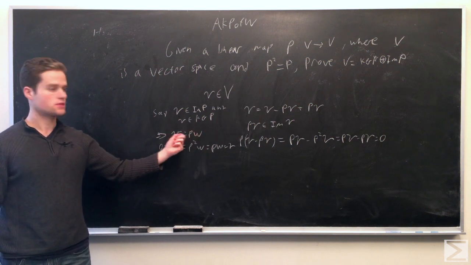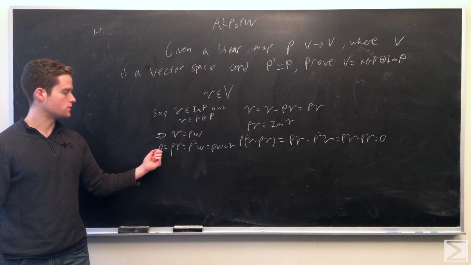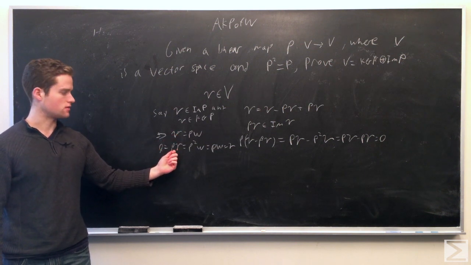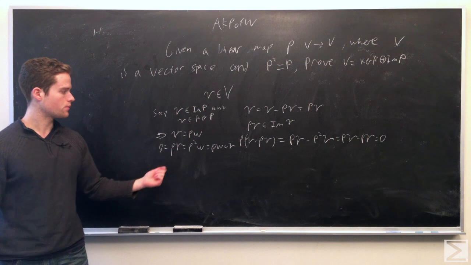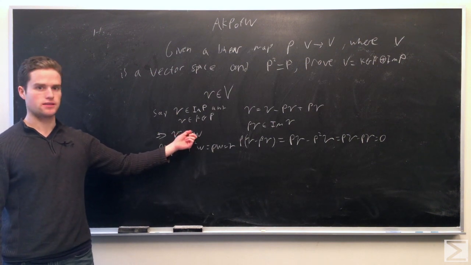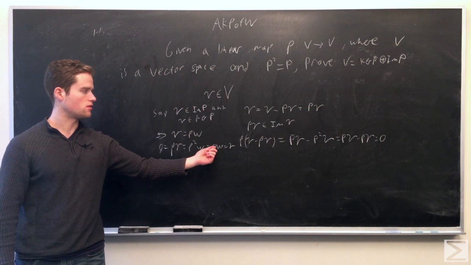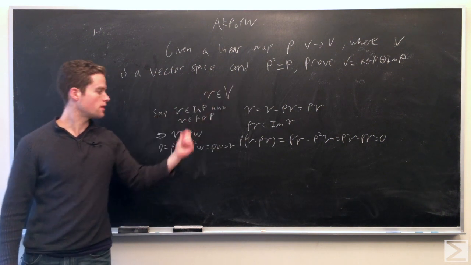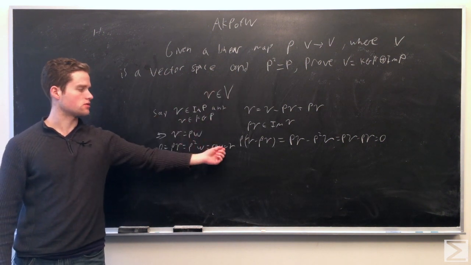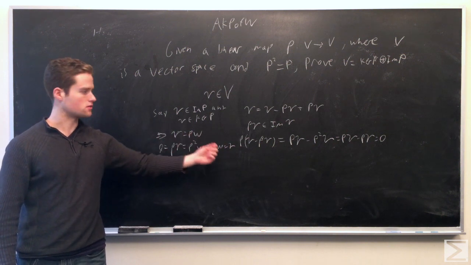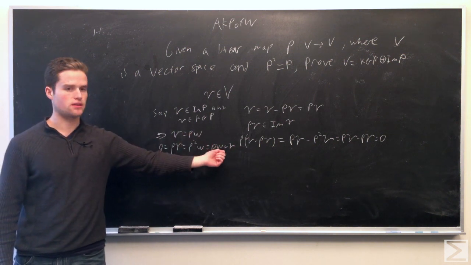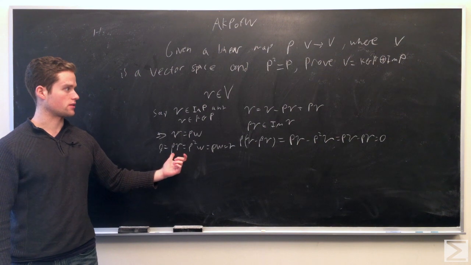But since v is also in the kernel, we have 0 equals Pv, since this is due to it being in the kernel. But then since it's in the image, it's equal to P squared w of some vector w, which equals Pw by our relation. And Pw, by it being in the image, is just v again. So we have 0 equals v. So v must be the 0 vector.